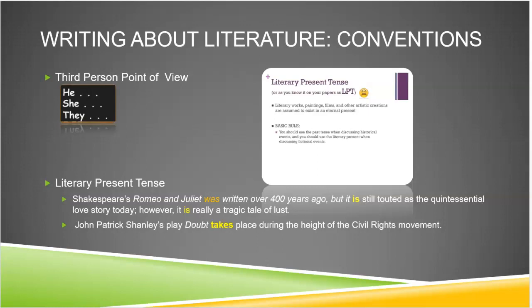So in the first part of the sentence, we did use a past tense verb. We used was because we're referring to the time in which the story was written, and it was written over 400 years ago. That time is over and done with. It is a specific time in the past, and so we use the past tense verb there. But in the remainder of the sentence, it's important that we use present tense because now we're talking about the story itself. It is still touted as the quintessential love story, but it is really a tragic tale of lust.